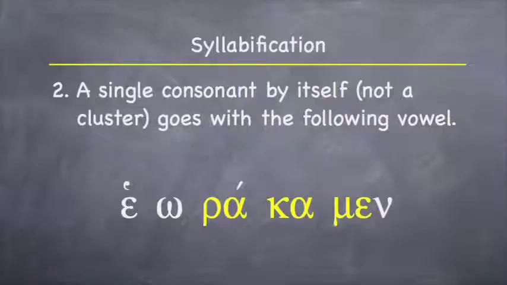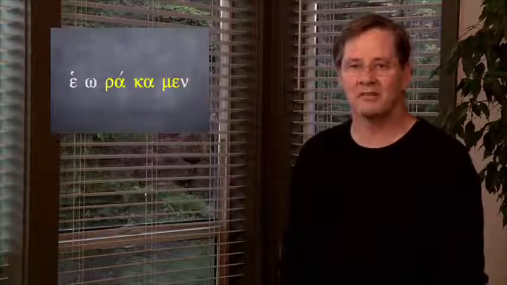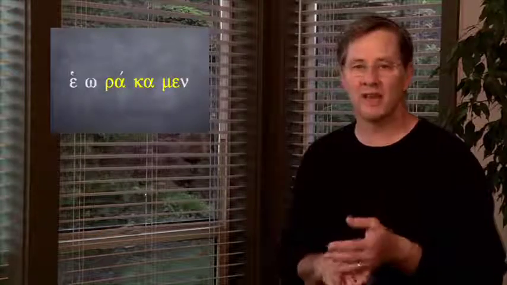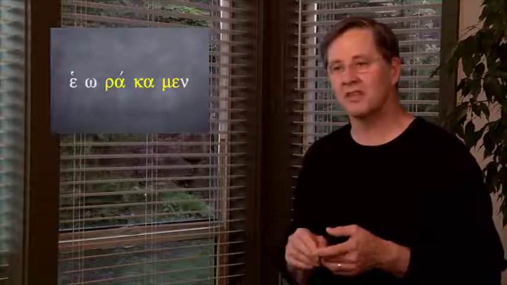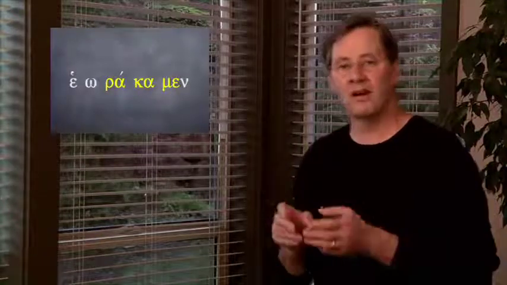Rule 2 is that a single consonant, and by single I mean that there's not 2 or more consonants in a row, it's a single consonant and then a vowel, goes with the following vowel. So if you have a word like ἑωράκαμεν, you have the rho going with the alpha, the kappa going with the alpha, and the mu going with the epsilon. Okay, that's just like we do it in English, so that shouldn't be a problem.